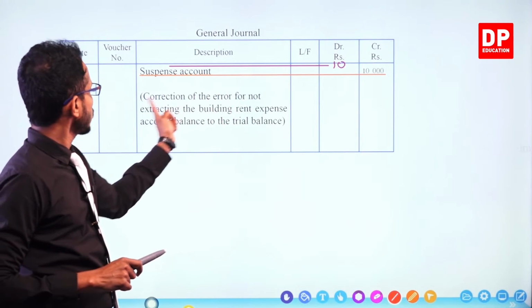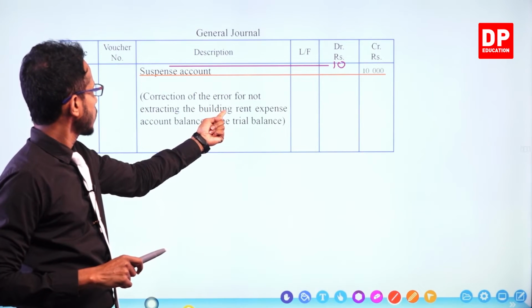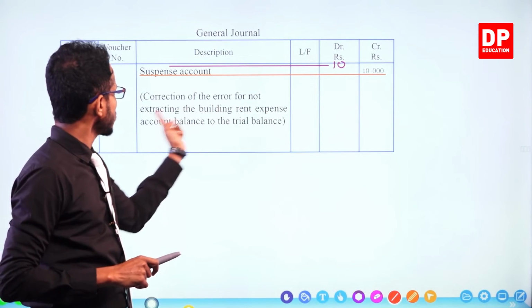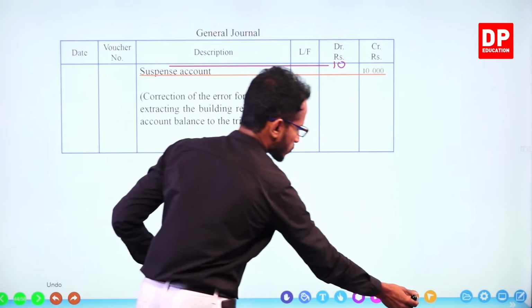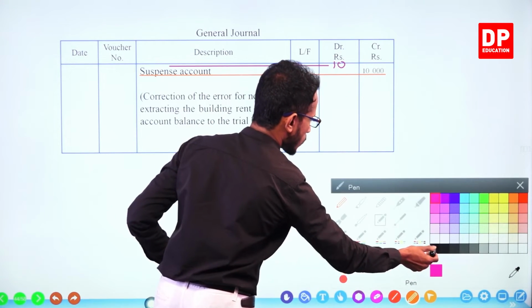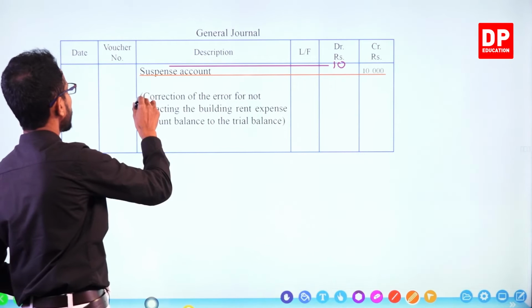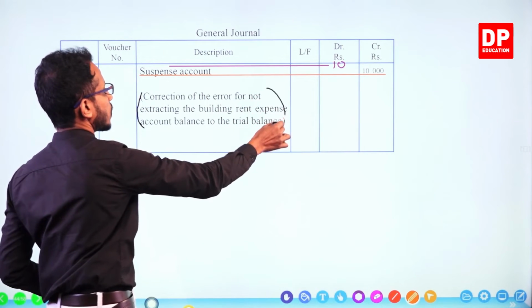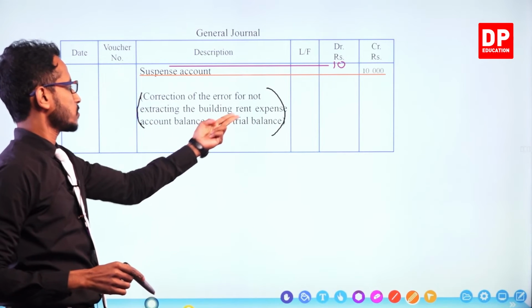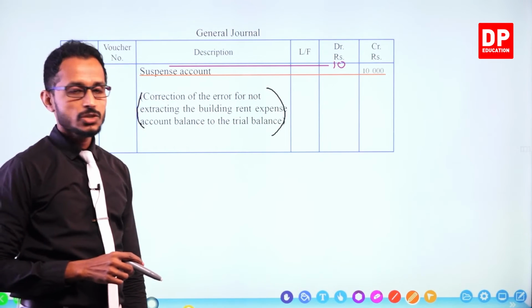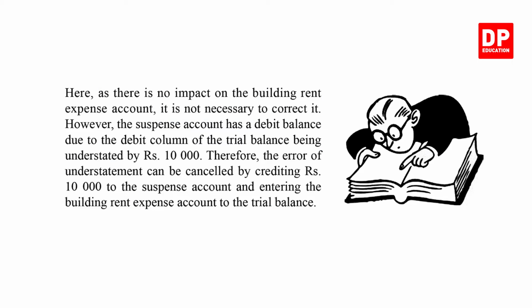Correction of the error for not extracting the building rent expense account balance to the trial balance. That is your narration. Read out this text.